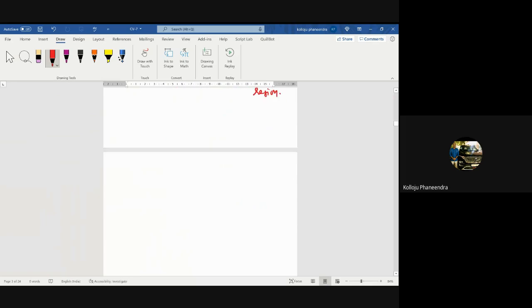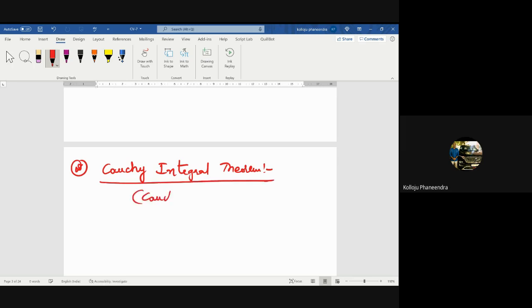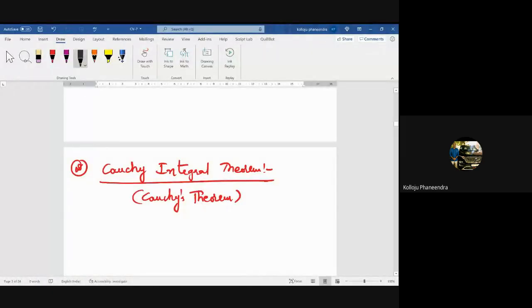Let us move towards our Cauchy's theorem. Cauchy integral theorem. In some textbooks it is also given as Cauchy's theorem. Cauchy's theorem or Cauchy integral theorem, both are the same. Okay. Now, what is the statement of Cauchy integral theorem? Statement of Cauchy integral theorem.